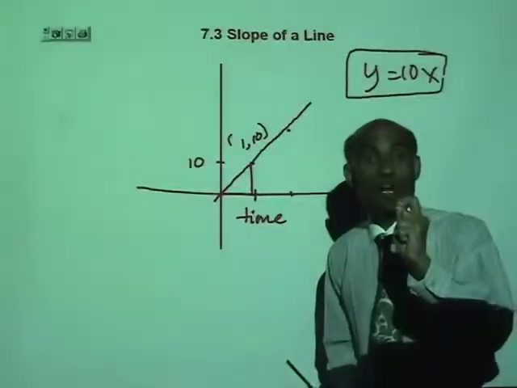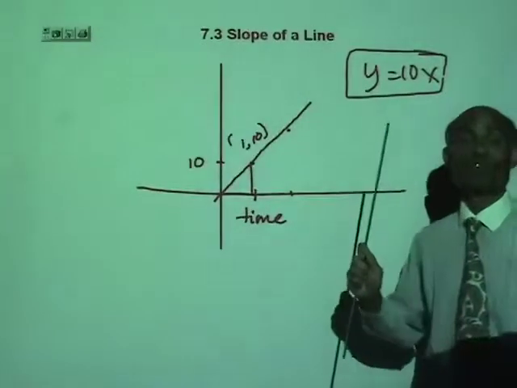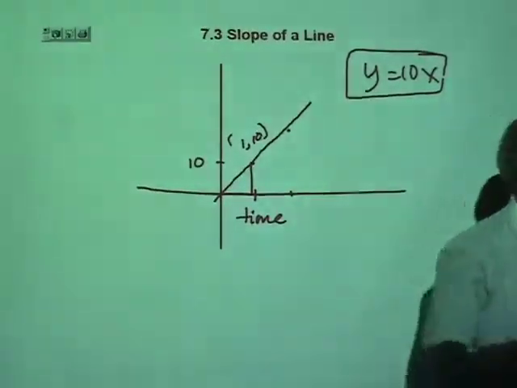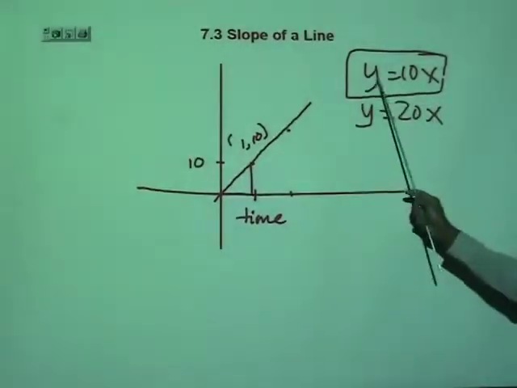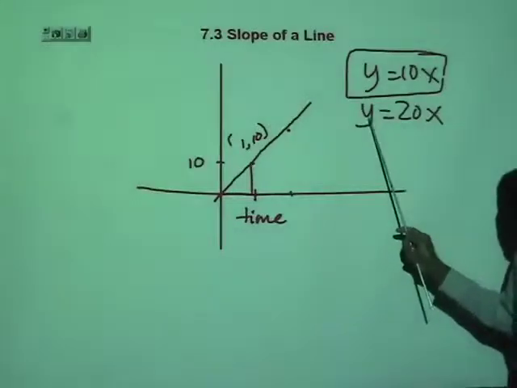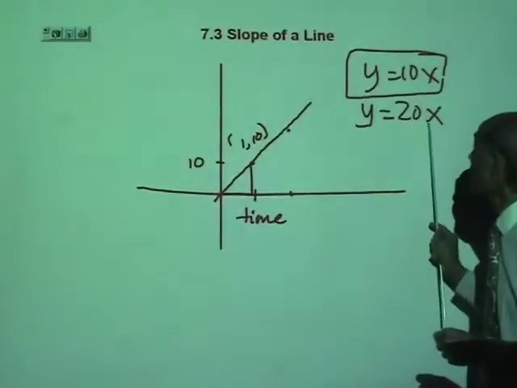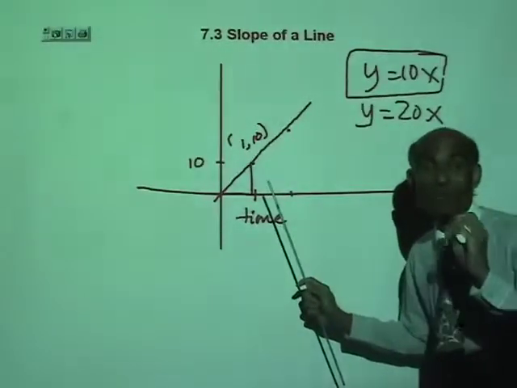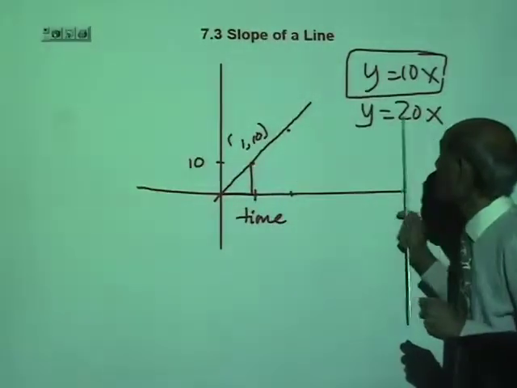Now, suppose you earn $20 an hour. What will be the equation for your earnings? For every hour you work, you earn $20. The equation will be y equal to 20x. What is the difference between the graph of y equal to 10x and y equal to 20x? In this case, every time you work 1 hour, the money in your pocket will go up by $20. So let's see how the graph of this looks.